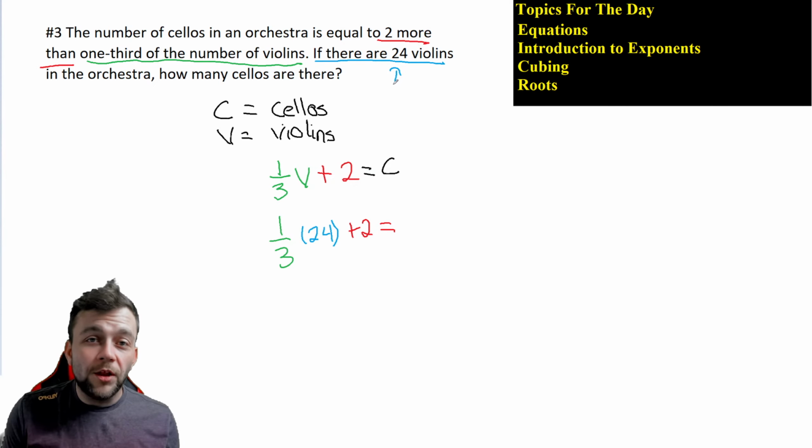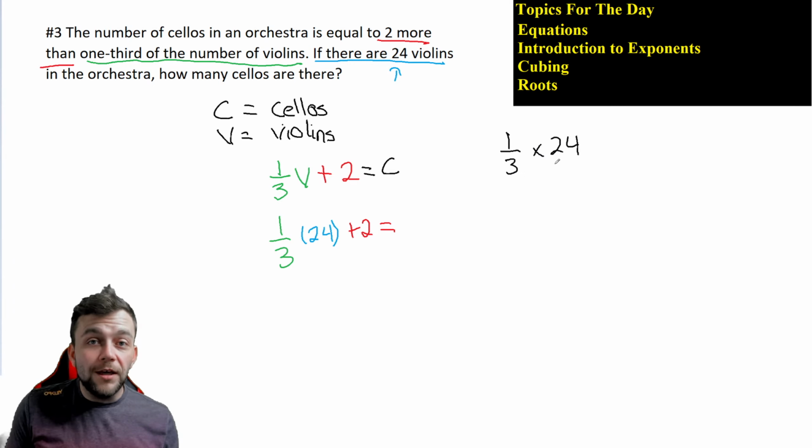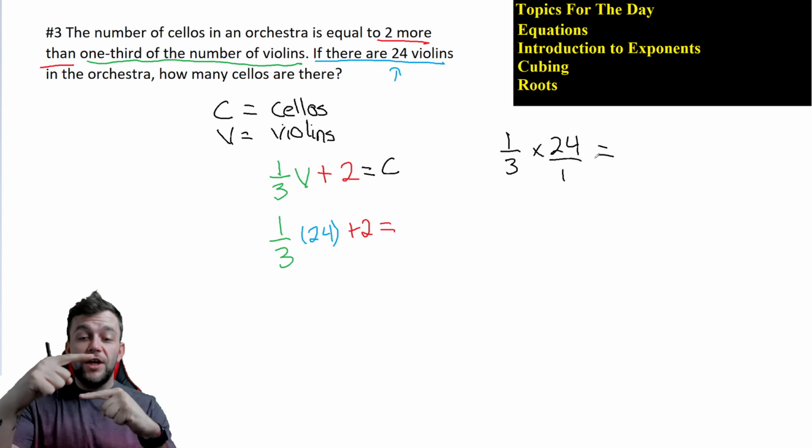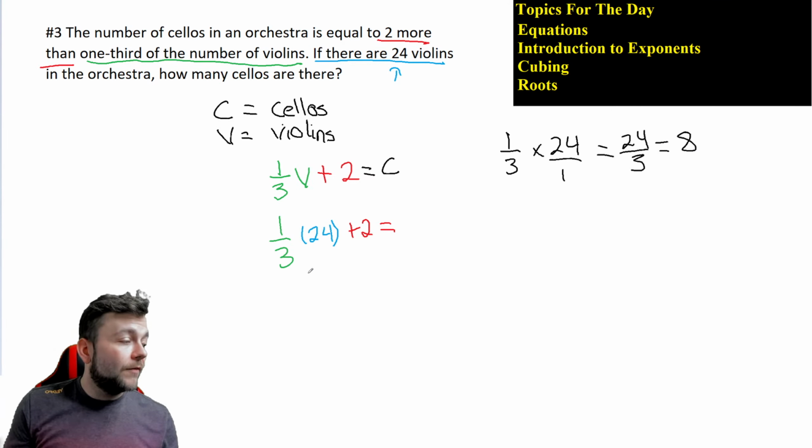So what is 1/3 of 24? Another way of thinking of it, I'll put that off to the side. So 1/3 times 24. Well, in a way, 24 has an imaginary 1 underneath it. We can multiply this. The way that looks is you just multiply straight across on your fractions, right? So it's 24/3. And what is 24 divided by 3? That is 8. So we have 8 plus 2 equals the number of cellos in the orchestra. And so that would be 10.